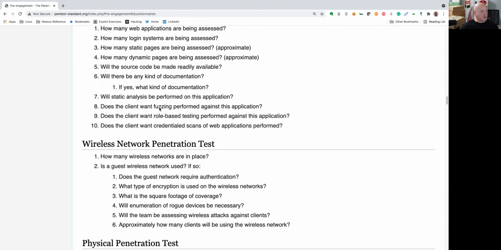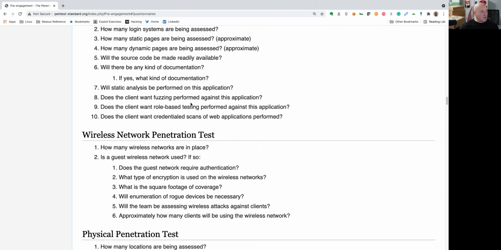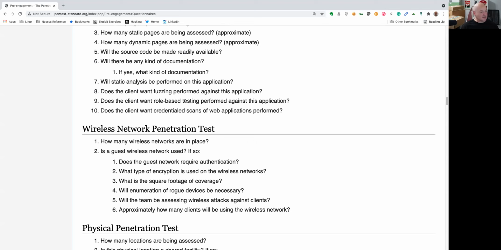It's also any kind of information. So does the client want fuzzing? Does the client want role-based testing? So as we mentioned, the different levels of access, this is important. You'll ask them if they want that, but that's really something you want to encourage them to do.